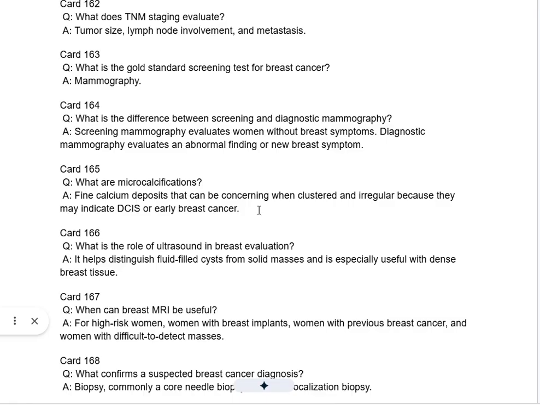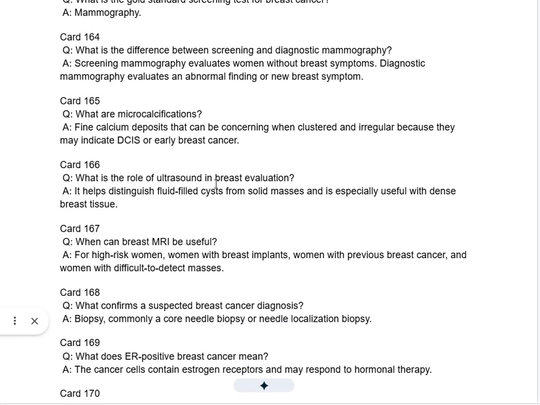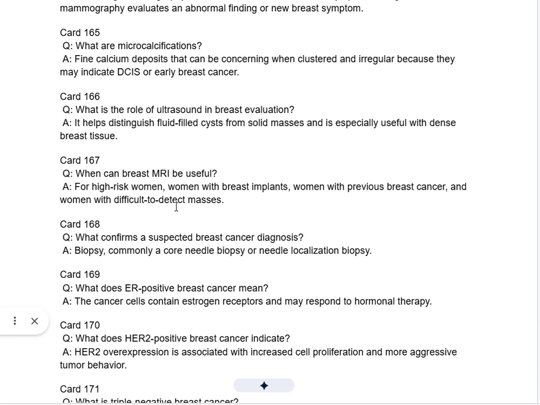cancer. Card 166. Q. What is the role of ultrasound in breast evaluation? A. It helps distinguish fluid-filled cysts from solid masses and is especially useful with dense breast tissue. Card 167. Q. When can breast MRI be useful? A. For high-risk women, women with breast implants, women with previous breast cancer, and women with difficult-to-detect masses.